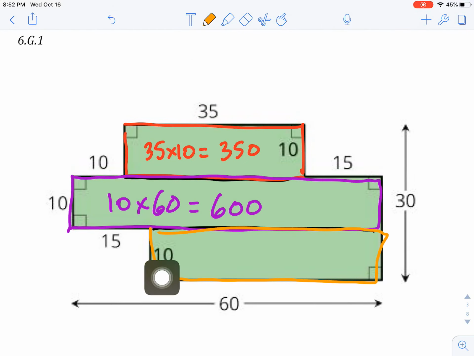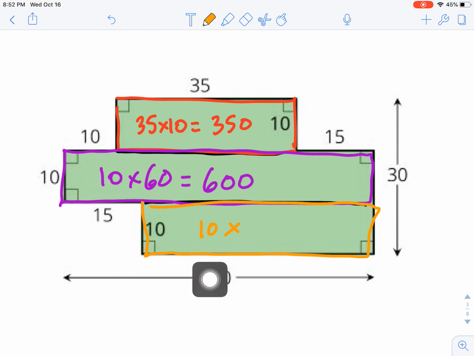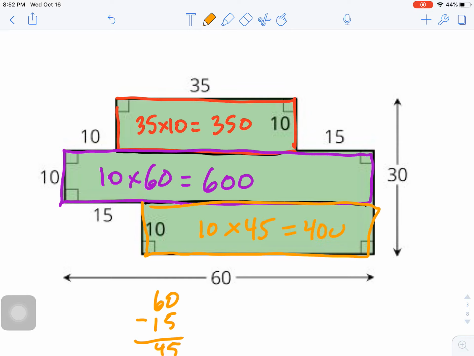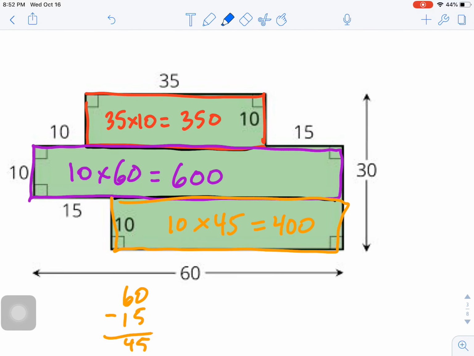Okay, this rectangle is 10 by, well, it's not 60 because it doesn't go all the way over here. It's 15 less than 60. So it's 60 minus 15, that equals 45. So it's 10 by 45, and that equals 450. Whoop, almost a mistake.